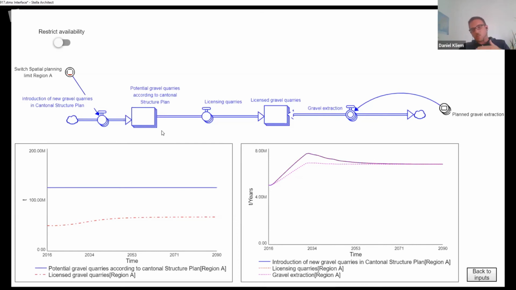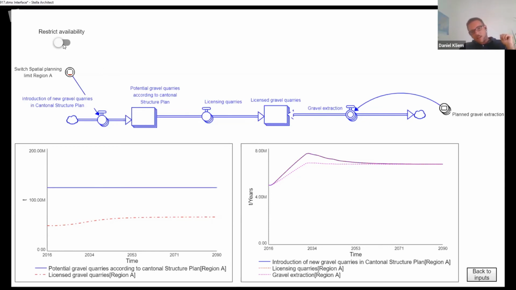So when Birgit said we are playing with models, we are using these models to understand how the system changes. We can say, okay, what happens if in region A, I completely restrict the availability of gravel? I want you to focus on the graphs where you see the stocks, so the potential in the region, which is the blue line, and the red line is the licensing. On the right side, we see the flows, so the introduction of new, the licensing, and the extraction itself.